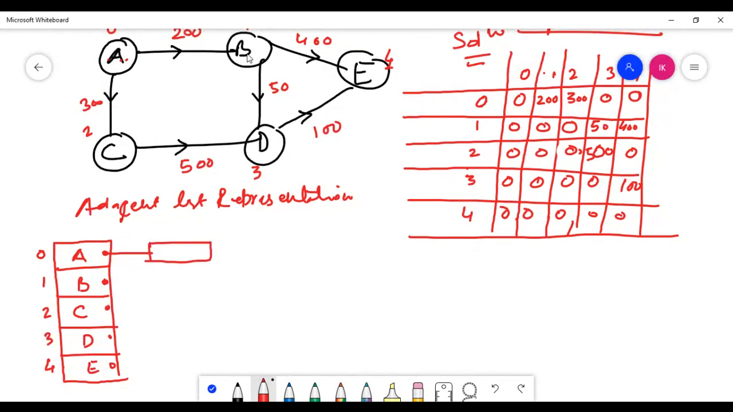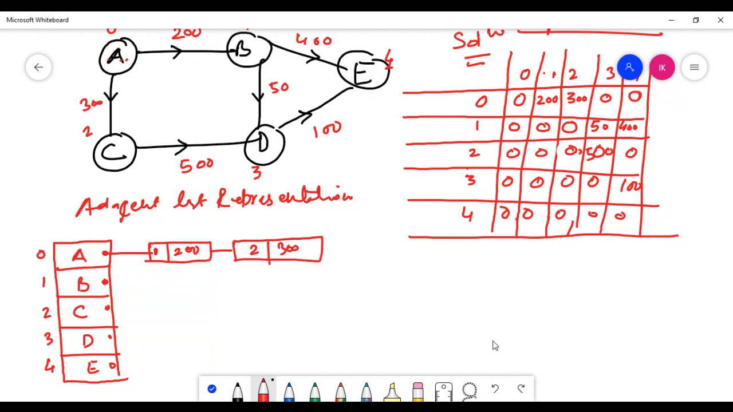B means where? Here. B number is what? B is 1. So I can go to 1, and 1 is how much? 2. Next, I can go to 2, that is 3. Okay?